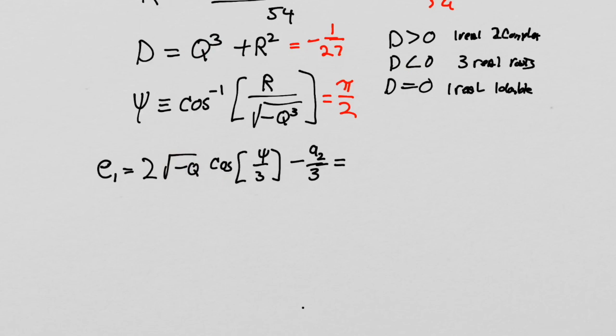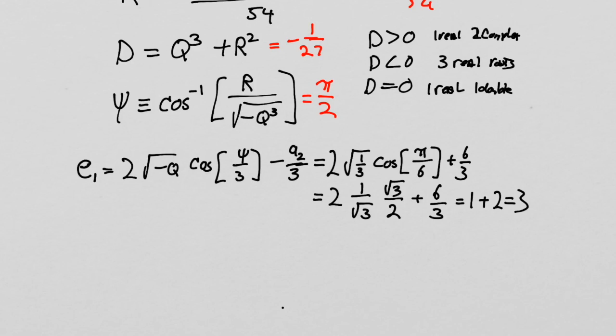So that'll be positive, times the cosine of psi over 3 minus the quadratic coefficient over 3. And in our case, this number equals 2 times the square root of 1/3 times the cosine of pi over 6 plus 6 over 3. The cosine of pi over 6 is root 3 over 2, so everything actually cancels here to 1. 6 over 3 is 2, so it's 1 plus 2, which equals 3.